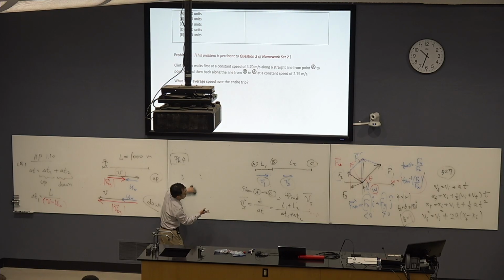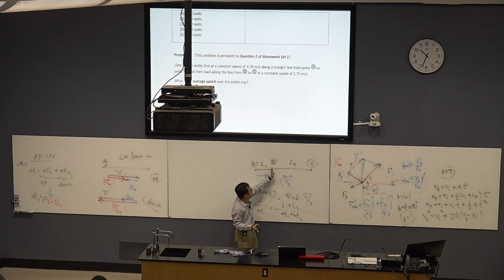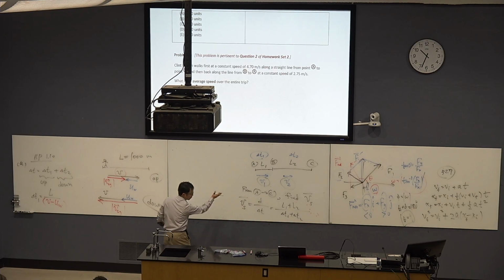How would you get this average speed here? You should get the total distance L1 plus L2. But now you should consider the time for this trip from A to B, and then the second time. The time interval from A to B is called delta T1. From B to C, the time interval is called delta T2. So how would you solve such a problem?